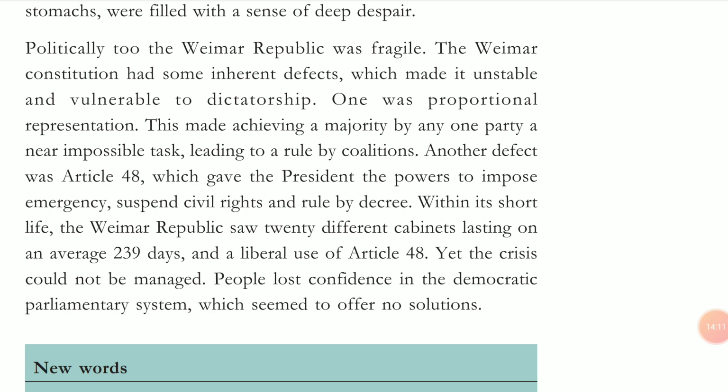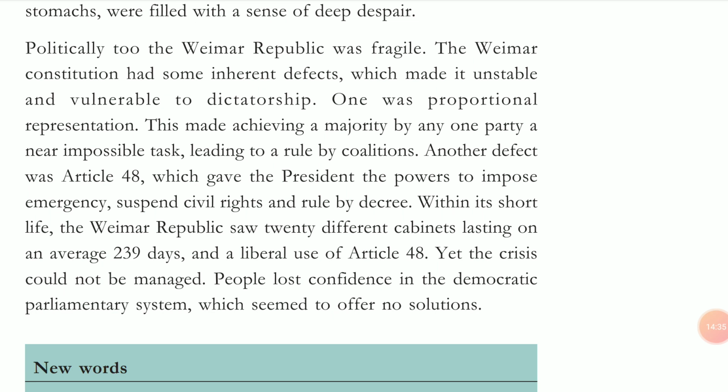This made achieving a majority by anyone a near impossible task, leading to a rule by coalition. So even political parties were not very stable. ऐसा नहीं था that कोई भी एक single political party को majority मिलती. So what happened was that it paved the way for coalition form of government.